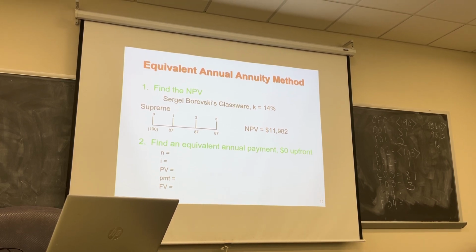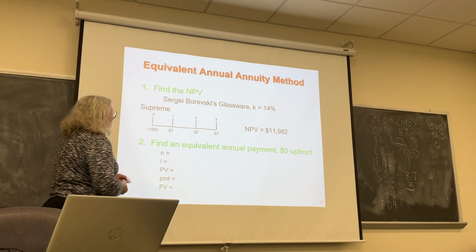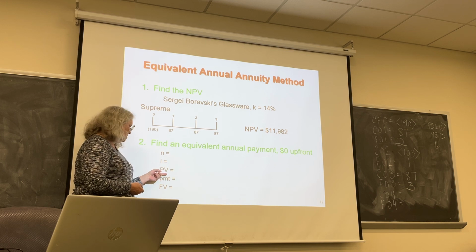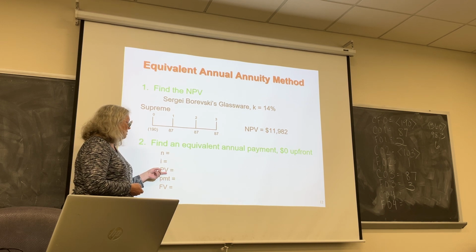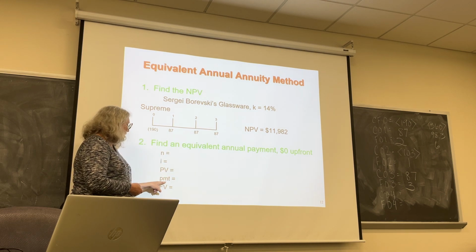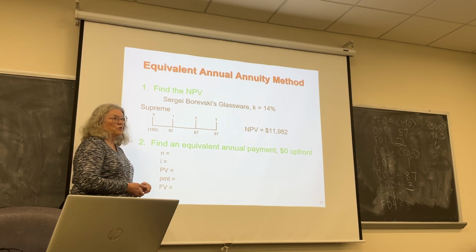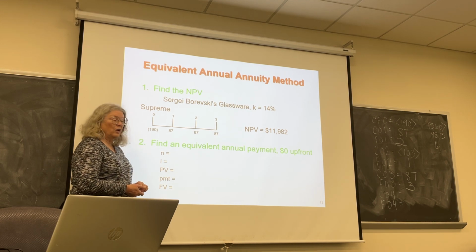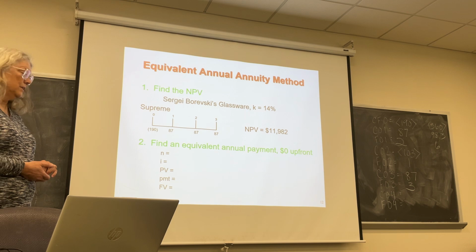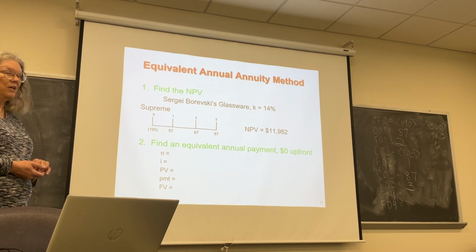Now we need to take that present value and find an equivalent annual payment, assuming nothing up front. Okay. So what would N be? 3. I? 14. Present value? It's going to be 11,982. Okay. We're looking for the payment. What's the future value? 0. Okay. So what do you find for an equivalent payment?